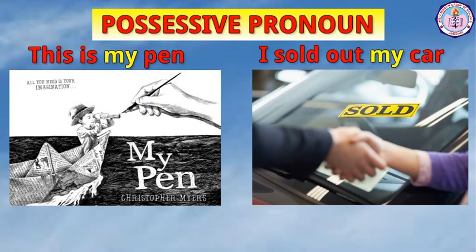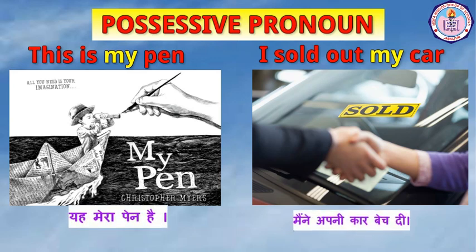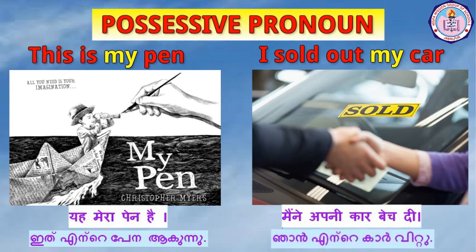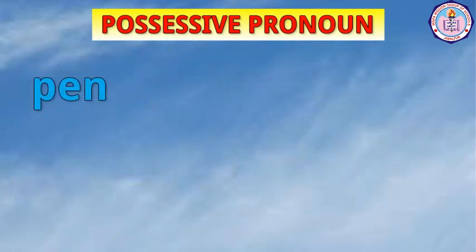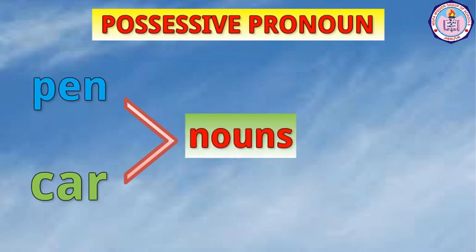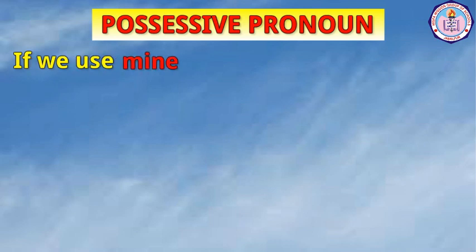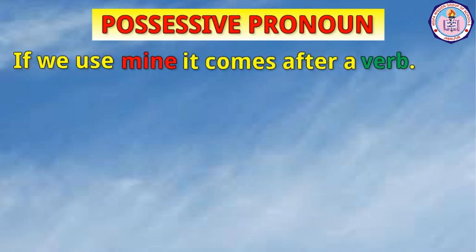In Hindi, यह मेरा पेन है, मैंने अपनी कार बेच दी. In Malayalam, ഇത് എൻ്റെ പേനയാകുന്നു, ഞാൻ എൻ്റെ കാർ വിറ്റു. Here, pen and car are the nouns just placed after my. If we use mine, it comes after a verb. It plays the role of an object.